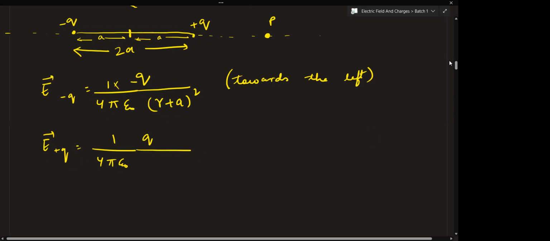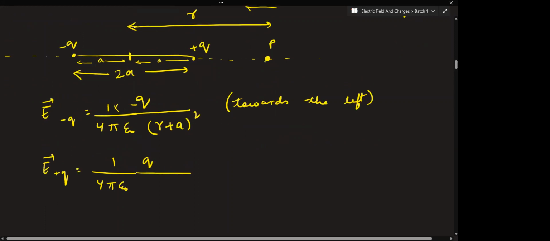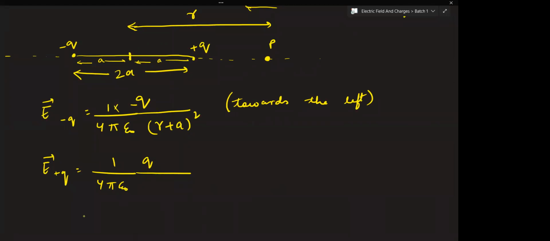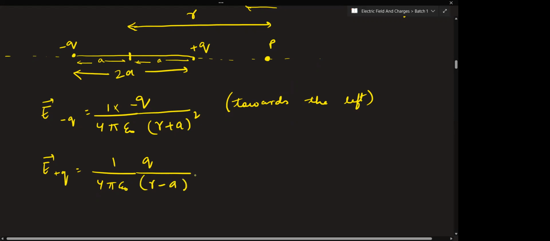Now tell me, what is the separation between this plus q and this point? This was r, this is a. So this will be r minus a. Yes, this is right. This whole is small r, this much is small a only. So what is left with us? This part is r minus a only. Yes, it will be r minus a only. So (r minus a) whole square. And this will be directed towards the opposite side, in this direction, so this will be towards the right.